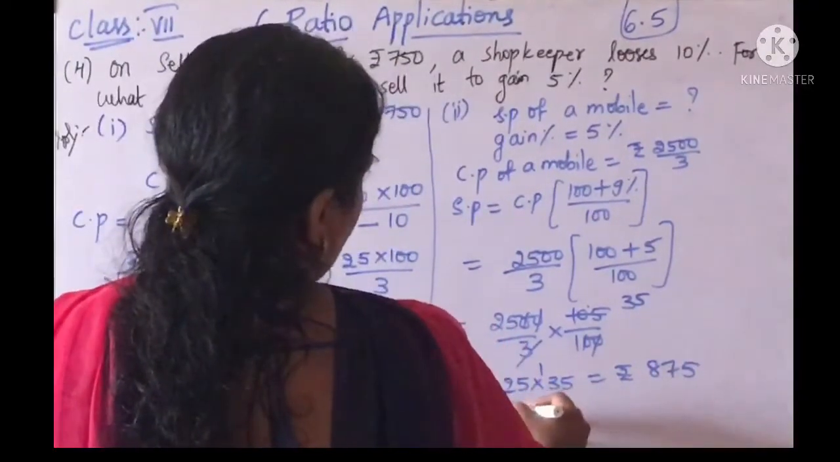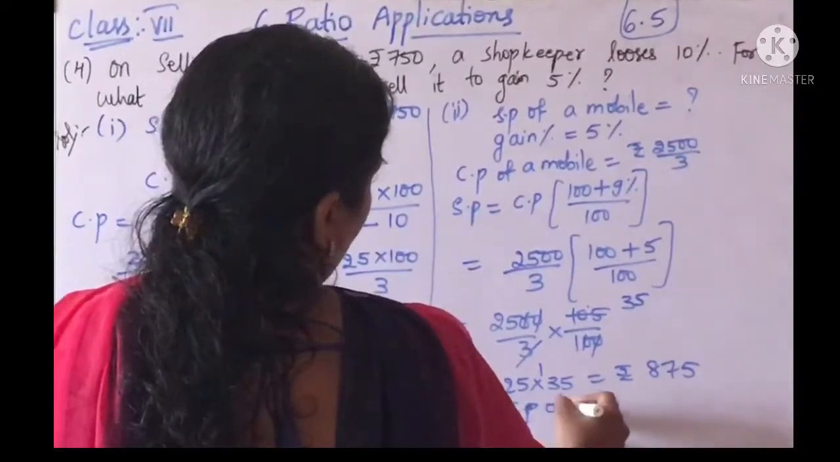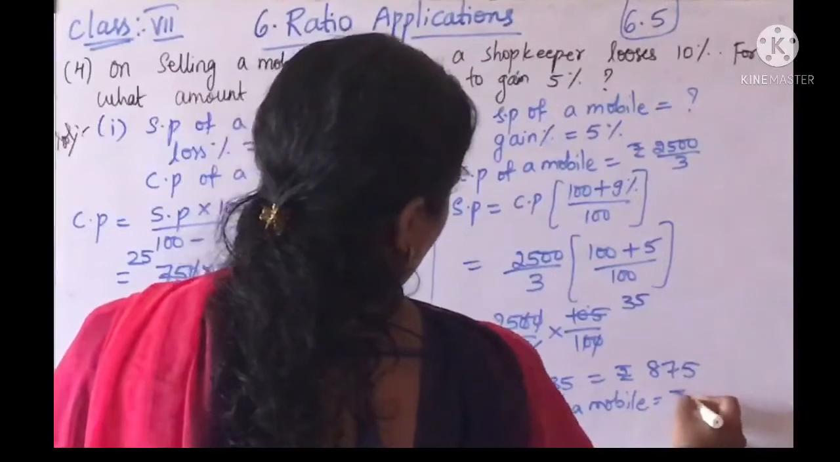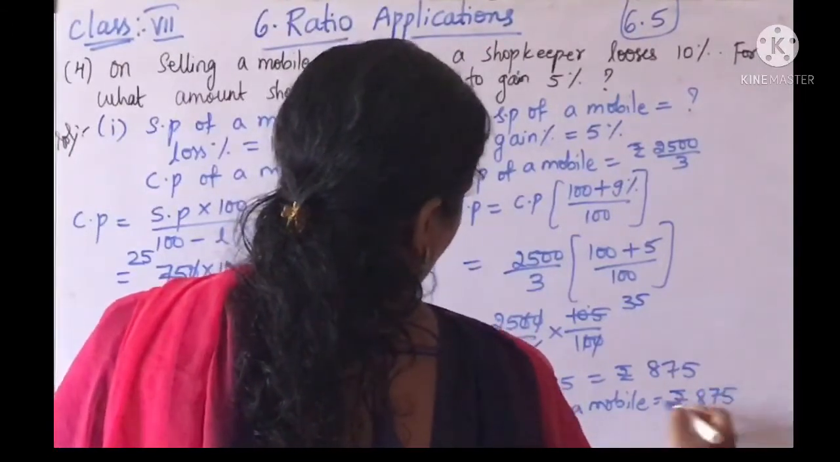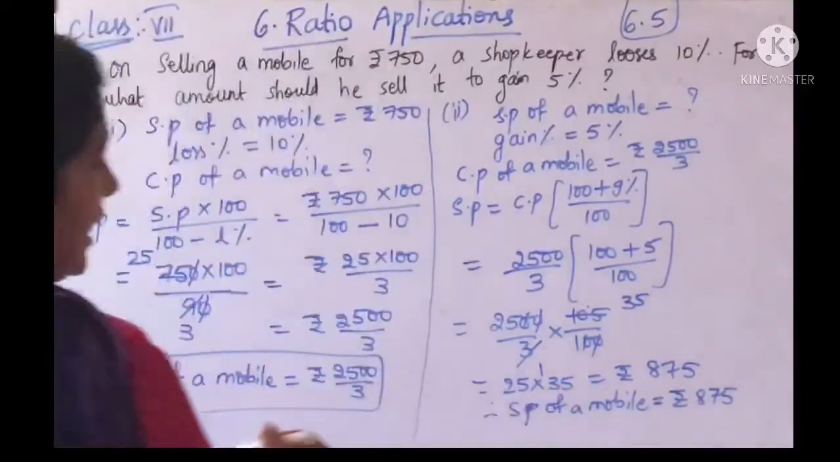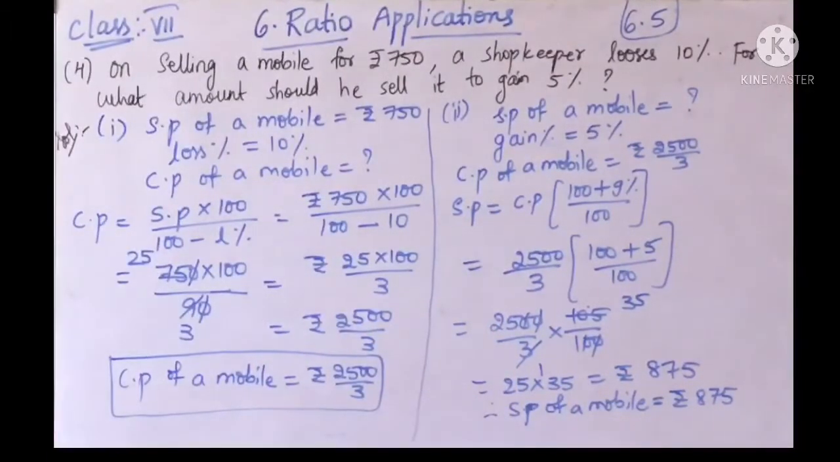Therefore, what is the SP of a mobile here? For how much must the shopkeeper sell to get a gain of 5%? Rupees 875. Instead of selling for 750, if we sell for 875, so definitely the shopkeeper is going to get a 5% gain.